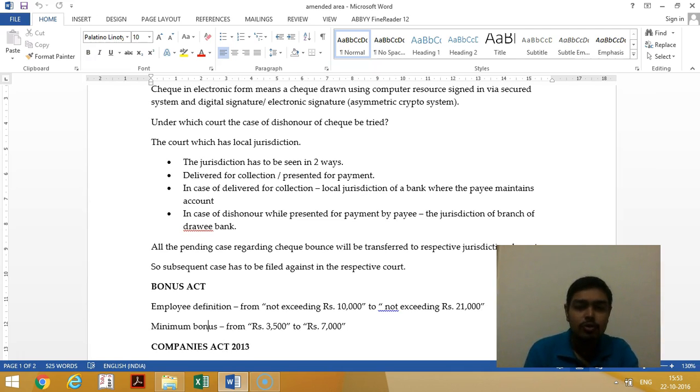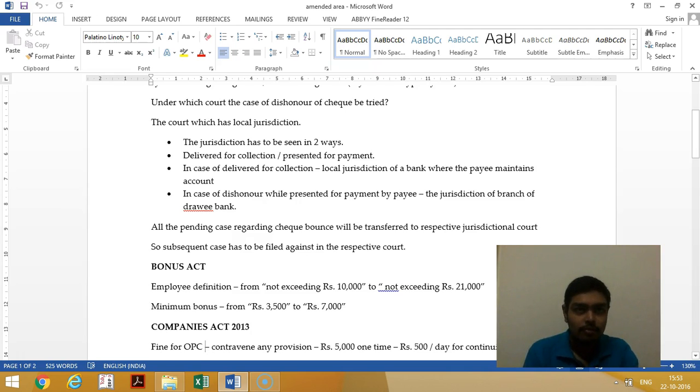If a payee files more cases against the drawer, the court in which he files the first case will try the offence in the subsequent cases. Previously it was not so. Now all these cases will be transferred to the concerned jurisdictional court, and only that court will try the subsequent cases. This is the amendment.